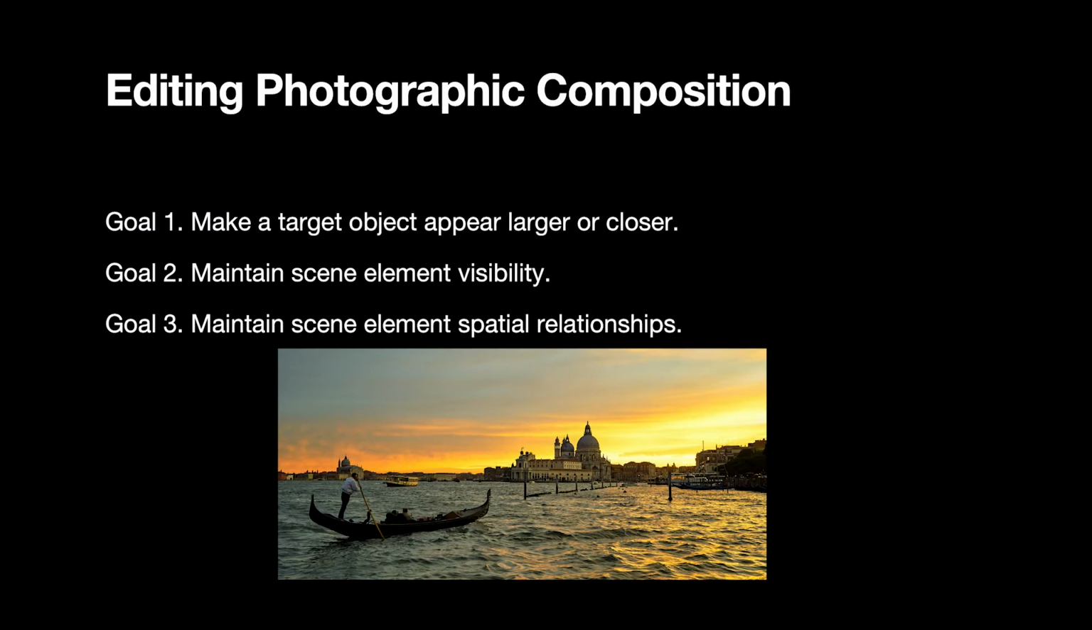At a high level, here are our goals for editing photographic composition. First, we want to make some target object appear larger or closer. In this example, the target object would be this building. Second, we want to maintain scene element visibility. In this case, it would be the boat on the left. And finally, we want to maintain scene element spatial relationships, which include depth continuity and depth ordering.